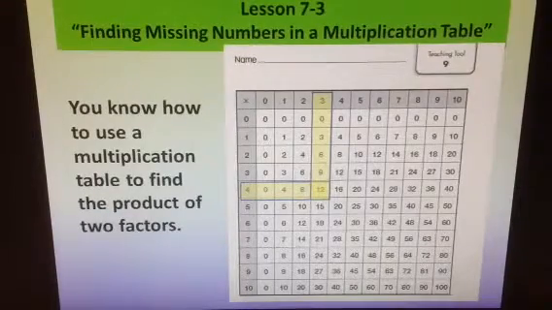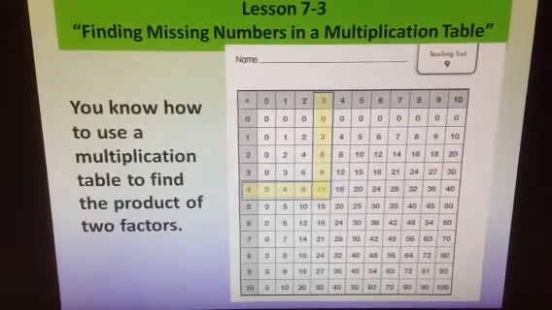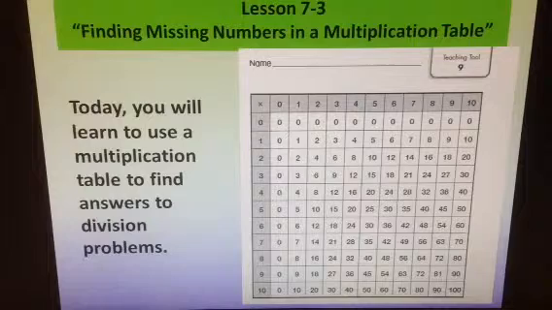Hello, today's lesson is lesson 7-3 and it's called Finding Missing Numbers in a Multiplication Table. You know how to use a multiplication table to find the product of two factors. Today you will learn to use a multiplication table to find answers to division problems.